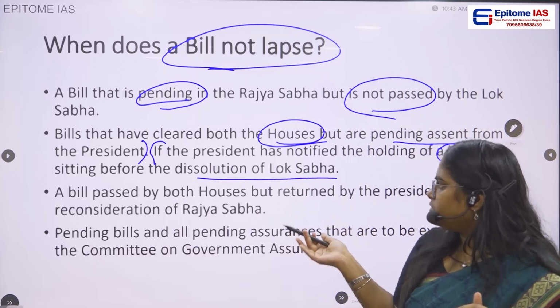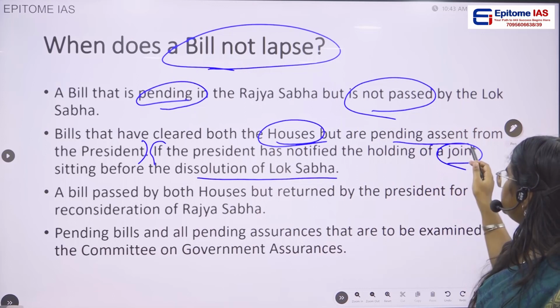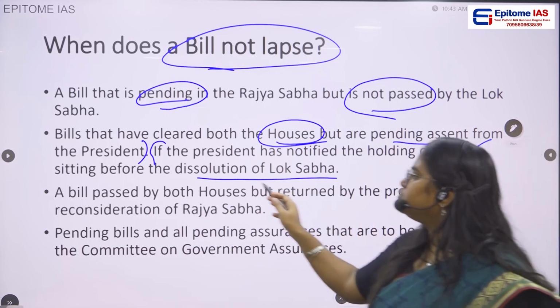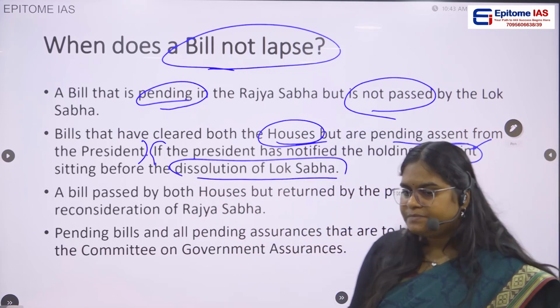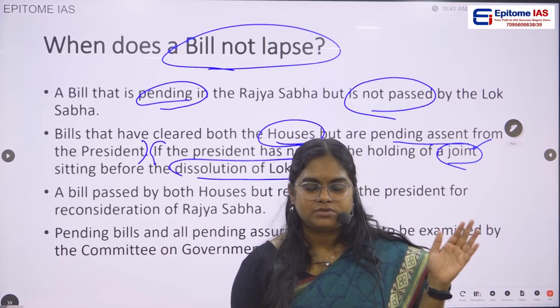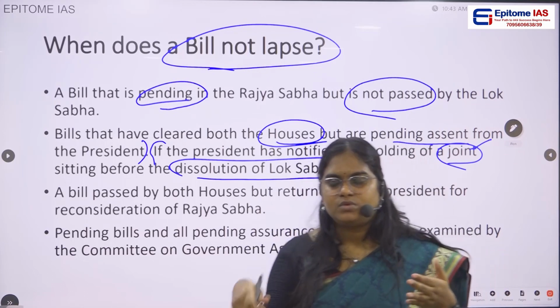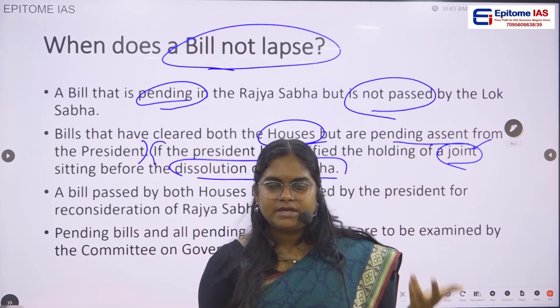Okay. Then the next case is if the President has notified the holding of a joint sitting before the dissolution of Lok Sabha. Let's say there is a disagreement. Whenever the joint sitting happens, it is when there is a disagreement between the Lok Sabha and the Rajya Sabha regarding a bill.